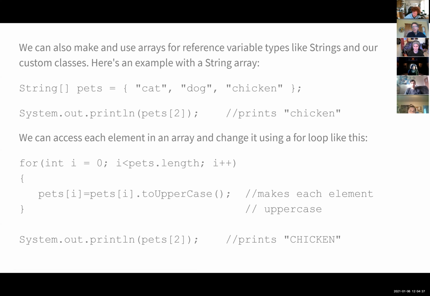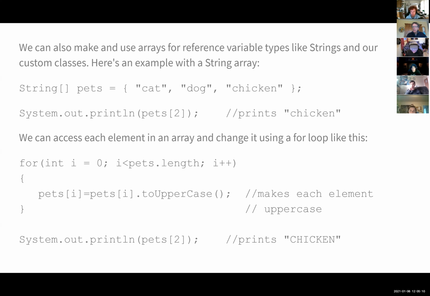So we can also make and use arrays for reference variable types like strings and our custom classes. So first I'm going to show you a string example. So you can say string array. So say the word string and then the square brackets that are empty, and then pets, that's the name of the string array. And then we're using an array initializer, and I just have 3 strings. So it creates an array of strings.